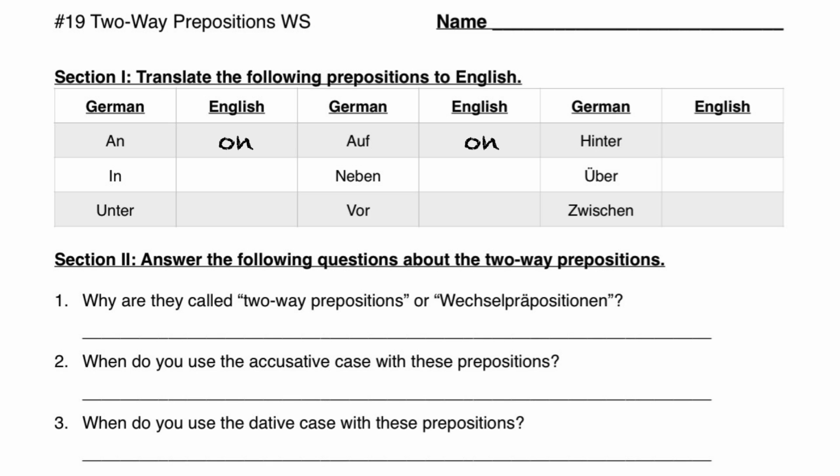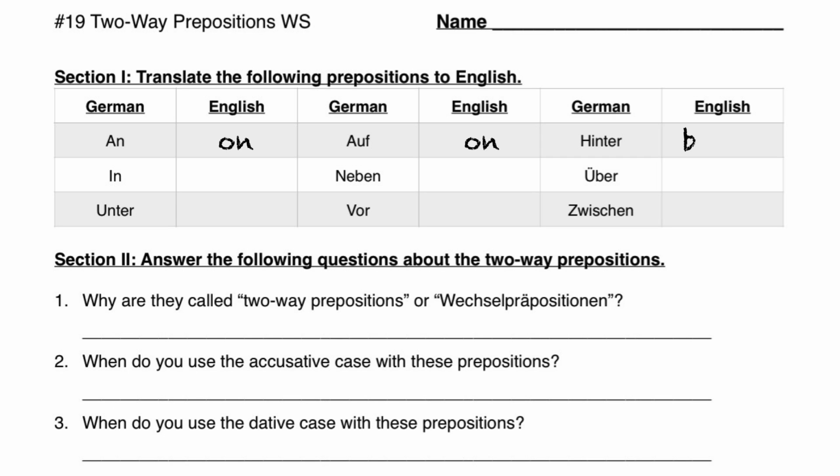An is used whenever you're talking about things that are vertical, so an die Wand, on the wall, or an der Wand, depending on how you're using it. Auf is used for things that are horizontal, so auf den Tisch, on the table, or auf dem Tisch, depending on how you're using it.